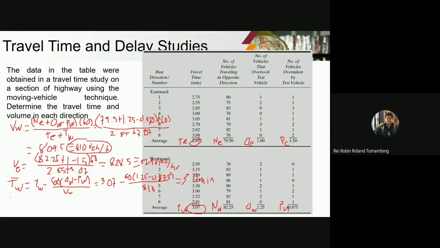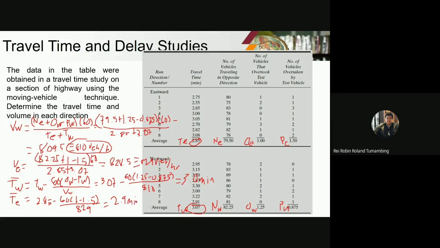Okay? So the same for average time in eastward. So, babalik na rin lang, ibalik yung kabila lang, yung taas lang na table yung gagamitin natin. Okay? So this is 2.85 minus 60 times 1 minus 1.5 over the volume, which is 829. So this is equal to 2.9 minutes.